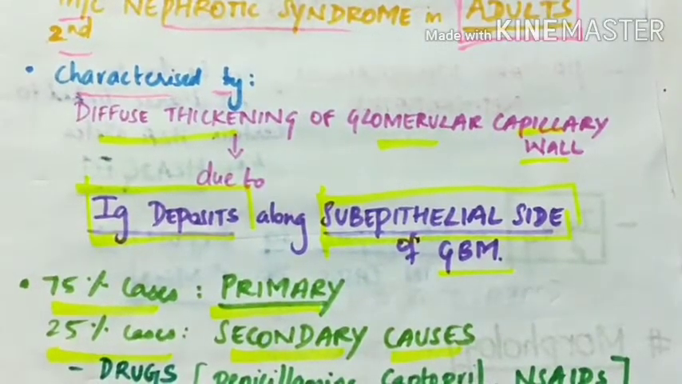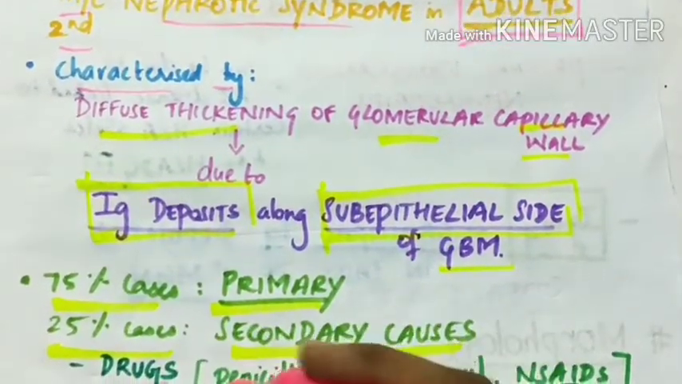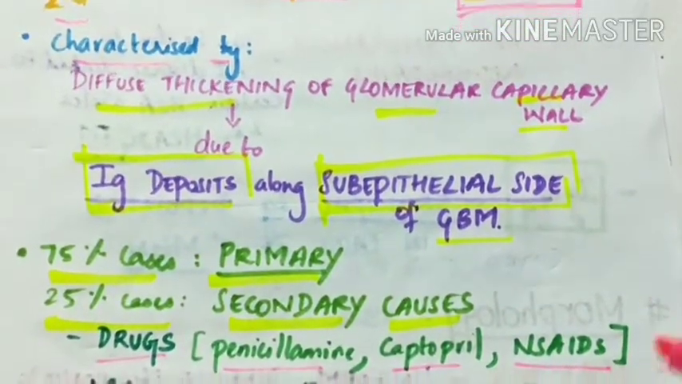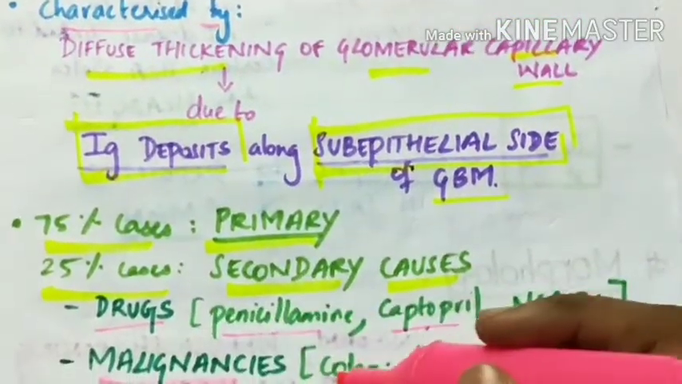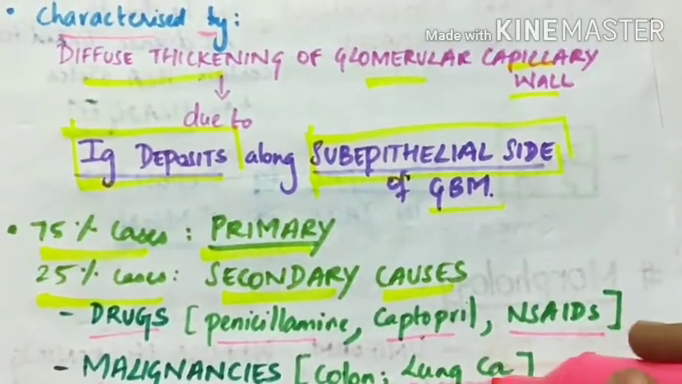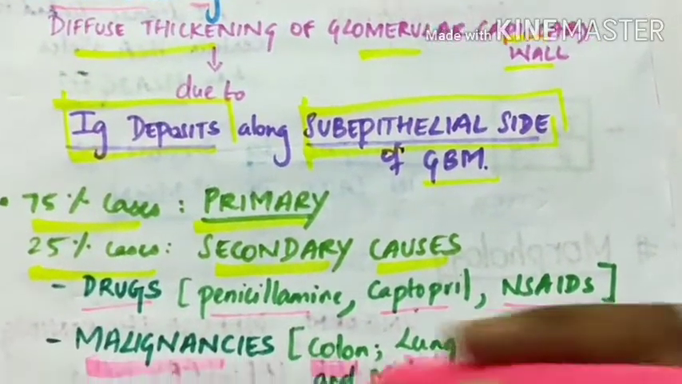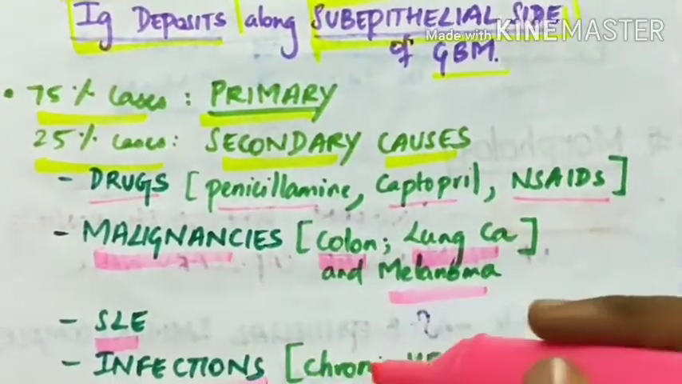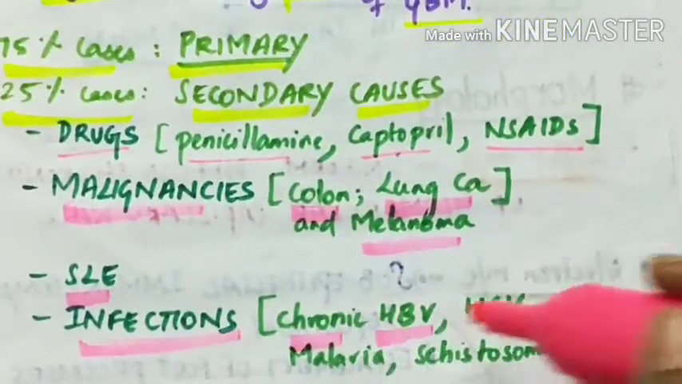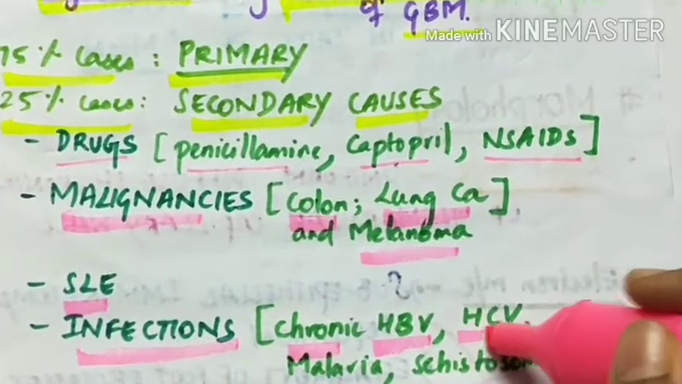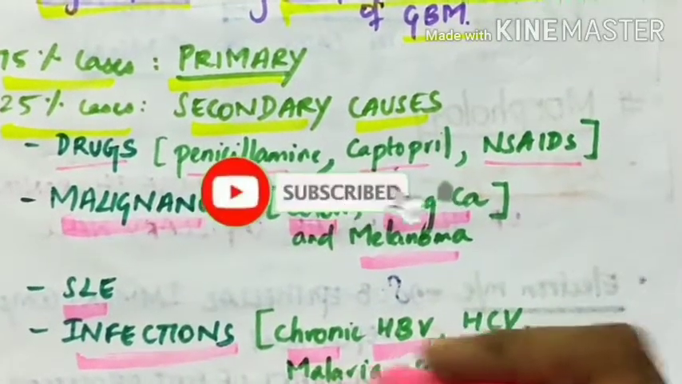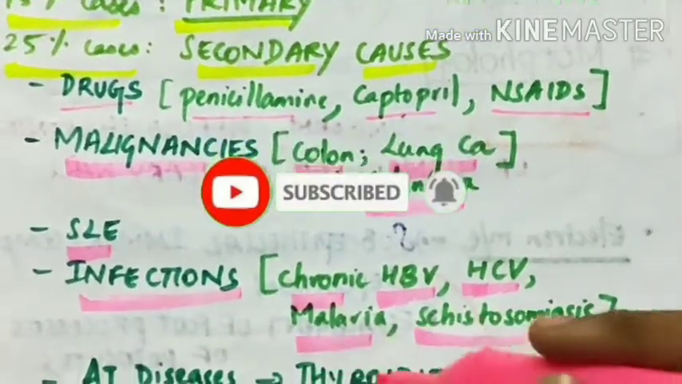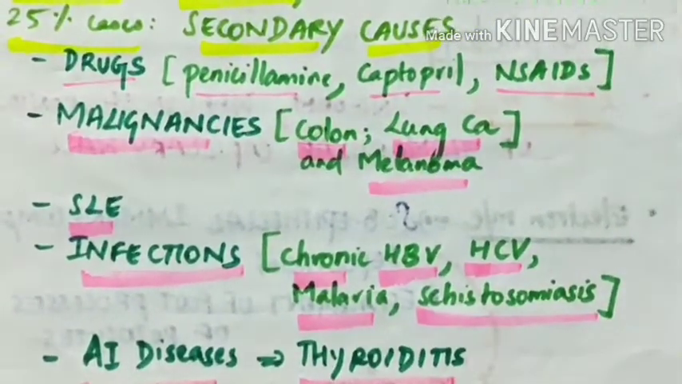So the secondary causes include drugs like penicillamine, captopril and non-steroidal anti-inflammatory drugs, malignancies like colon carcinoma, lung carcinoma and melanoma, SLE, systemic lupus erythematosus, infections like chronic hepatitis B virus infection, hepatitis C virus infection, malaria and schistosomiasis, and other autoimmune diseases like thyroiditis.